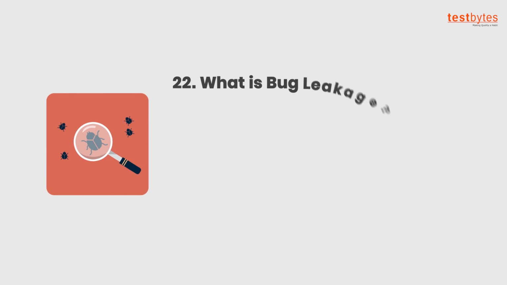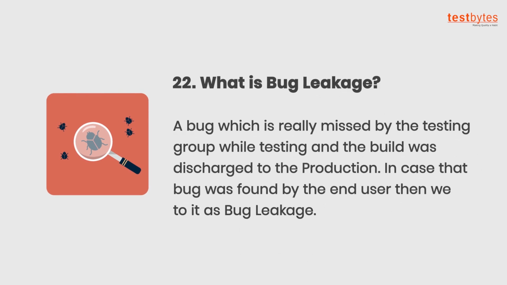Number 22. What is bug leakage? A bug which is really missed by the testing group while testing and the build was discharged to the production. In case that bug was found by the end user, then we refer to it as bug leakage.